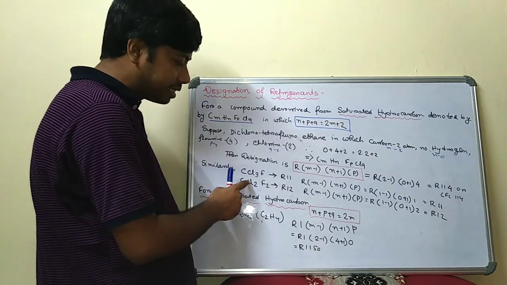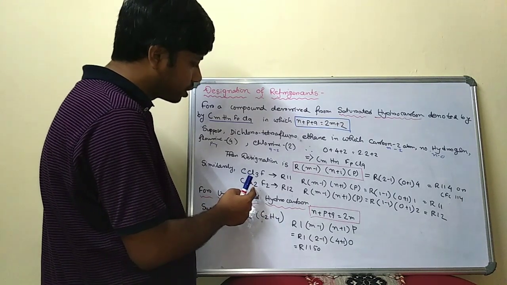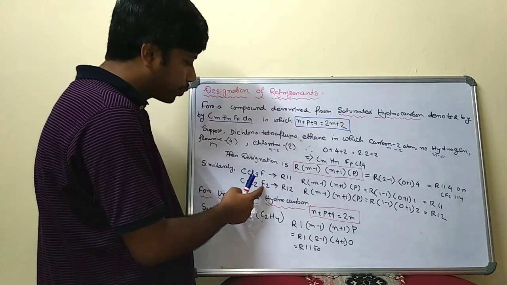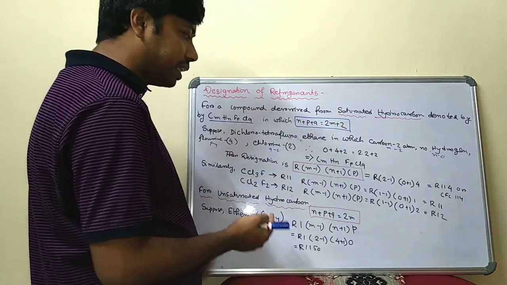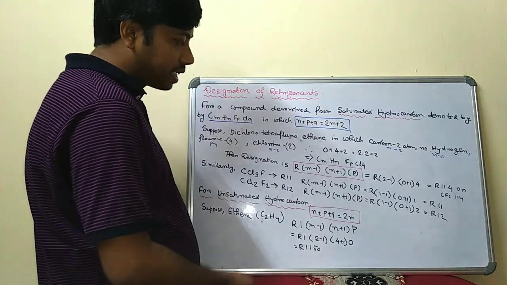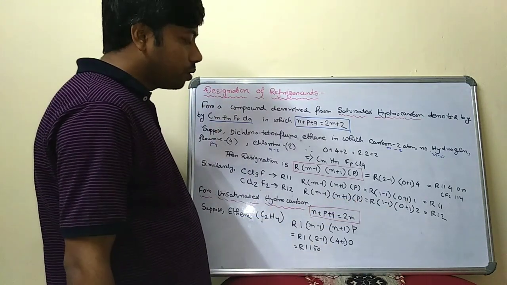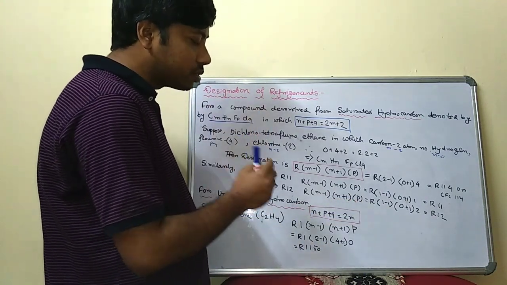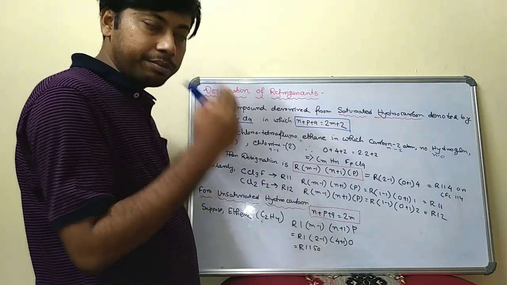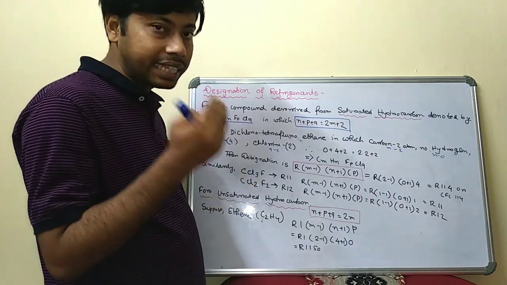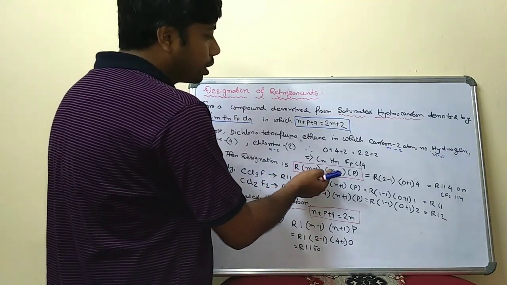In a similar fashion, for CCl2F2 we can write C is equal to 1, Cl2 means Q is equal to 2, and F2 means P is 2. You can check yourself, it will obviously be N plus P plus Q is equal to 2M plus 2. Then you can designate the refrigerant as R into M minus 1 into N plus 1 into P. It is only applicable for saturated hydrocarbons. If the hydrocarbon is saturated, then it is only possible to designate the refrigerant this way.